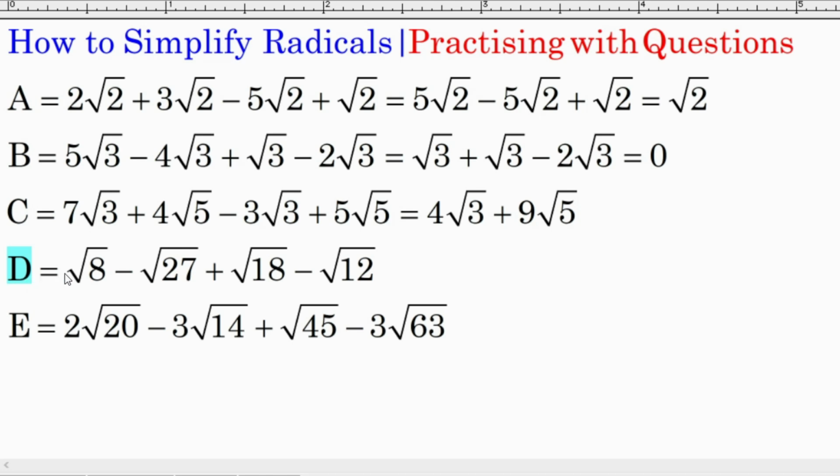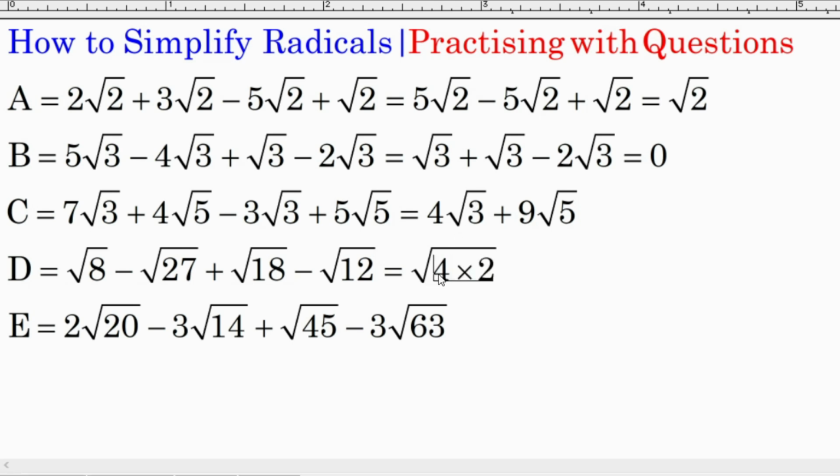D is equal to square root of 8 minus square root of 27 and then plus square root of 18 and then minus square root of 12. These questions are going to be a little bit harder, but if you already know how to simplify radicals, then let's simplify each radical here. As we can see, we have square root of 8 here, which is equal to square root of 4 times 2.